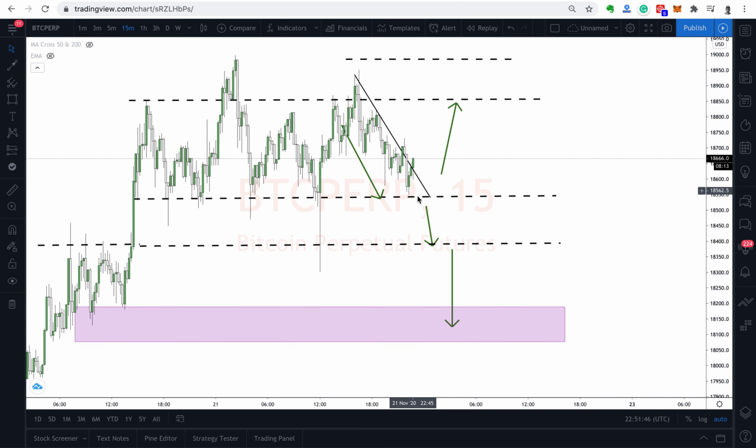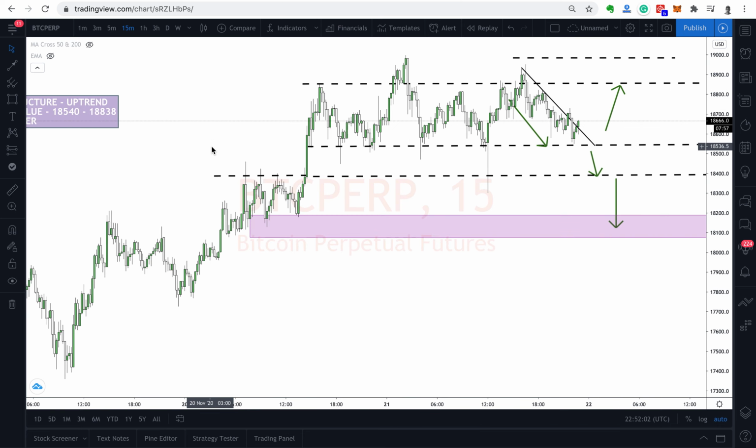Because why? We have a support here. You can see price came down here, it got rejected and went back up. The buyers pushed it back up. This is the fourth time the buyers are pushing it back up, so it has become a support zone. That's why I call it a support zone. And you can see here you have a resistance zone.